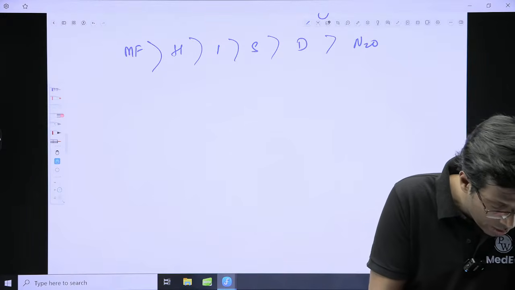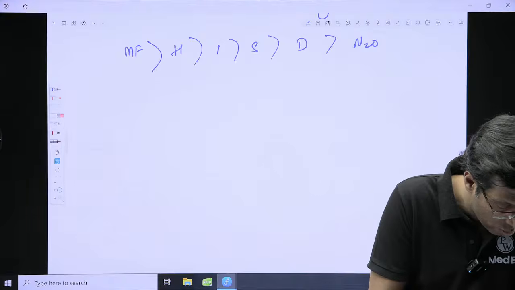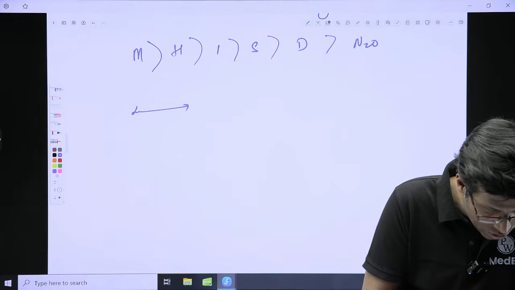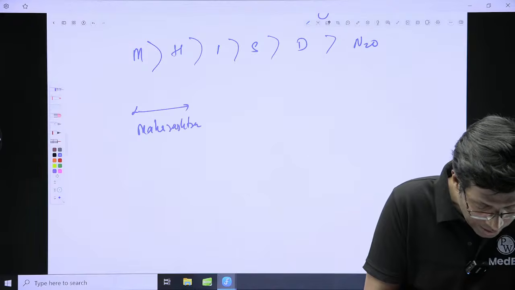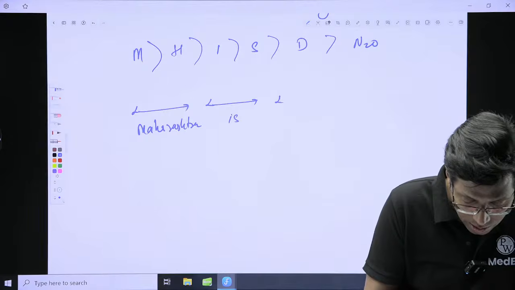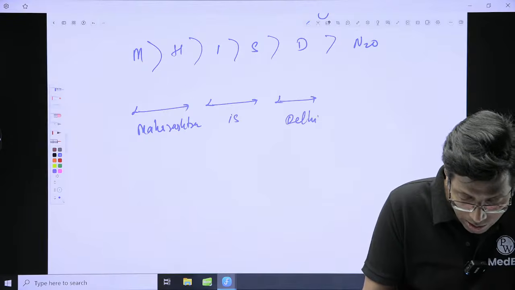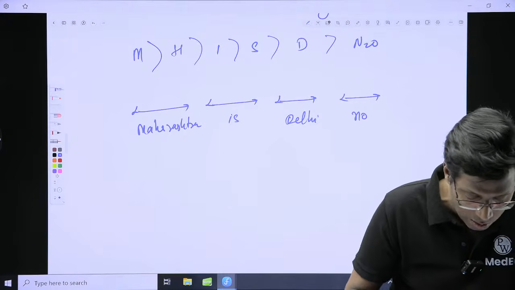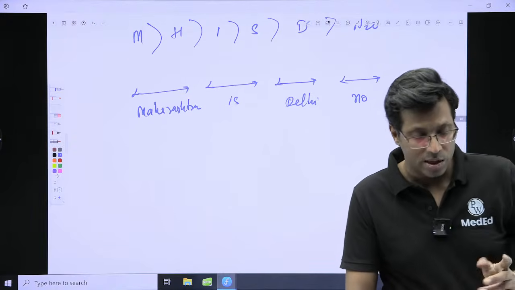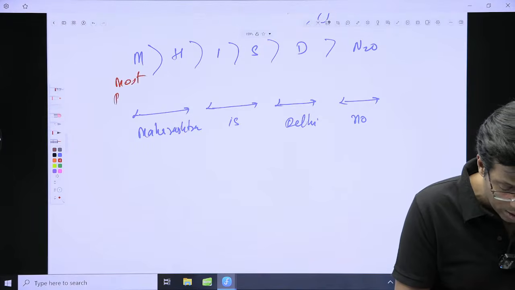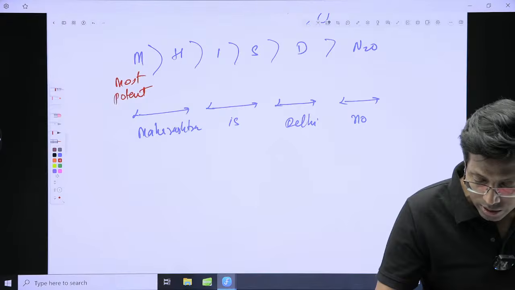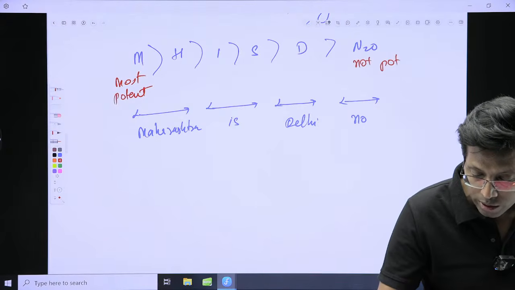you can use this mnemonic, M for methoxyflurane, so this becomes MH Maharashtra, then IS is D for Delhi, and N for nitrous is no. You can remember Maharashtra is Delhi, no. We'll use the same mnemonic. So M for methoxyflurane, this is the most potent. N for nitrous oxide, this is not potent or least potent.